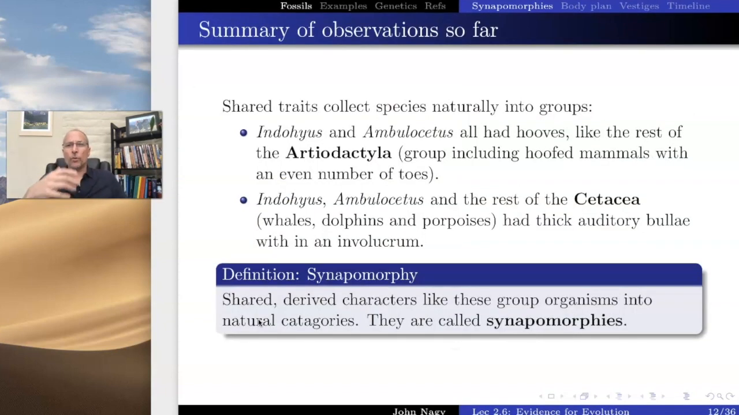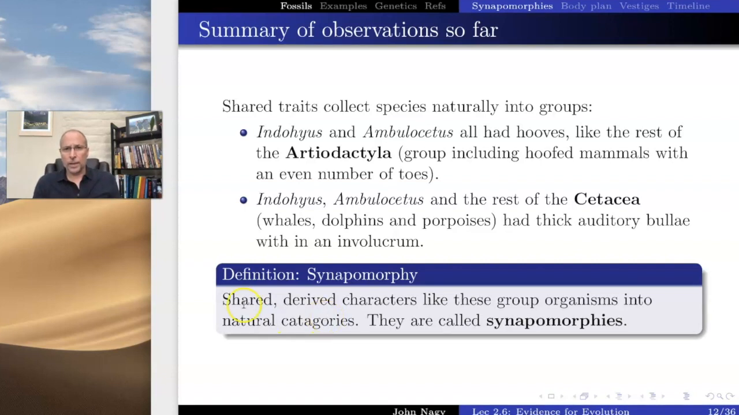So here's a summary of what we've seen so far. When we look at traits, and this is general, this isn't just about the fossils that I've talked about, but when we look at traits in fossilized organisms and in living organisms, it tends to give us patterns where we can group those individuals based on those traits.